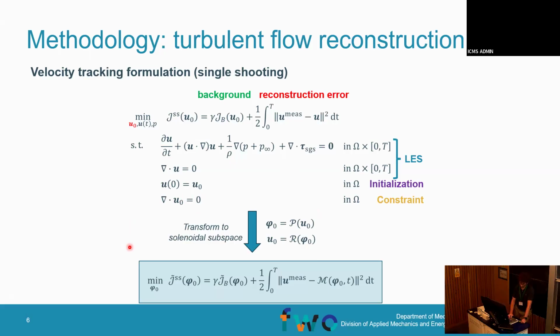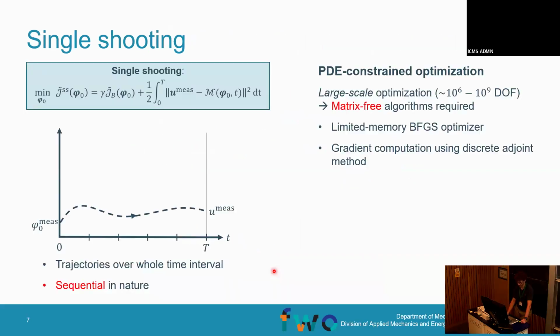What does matter is, in the end, this optimization problem that we end up with. This is a classical PDE constraint optimization problem that was introduced before as well, where we are now optimizing for phi 0, which denotes the transformed initial condition that minimizes our reconstruction error over the time horizon. So that's the type of PDE constraint problems that we are interested in. It's very large scale because of these large-eddy simulations.